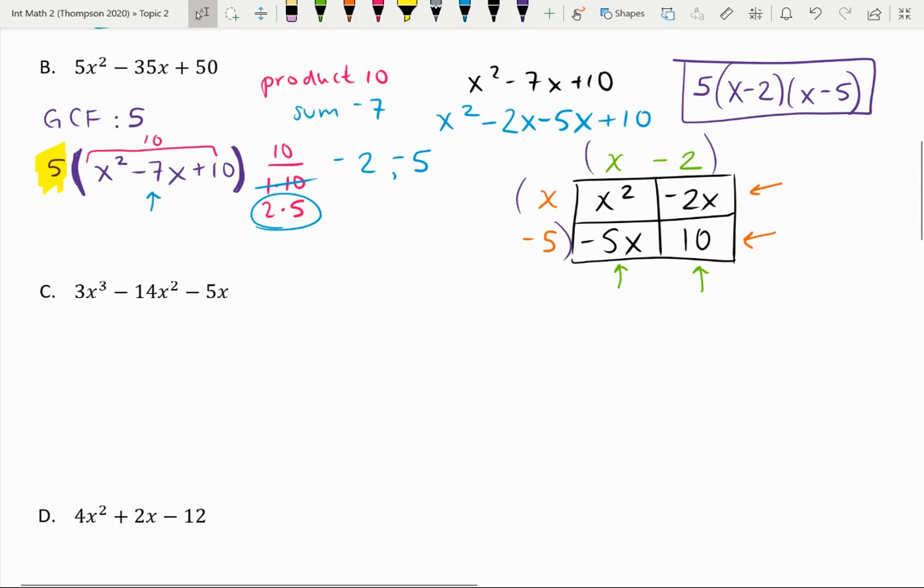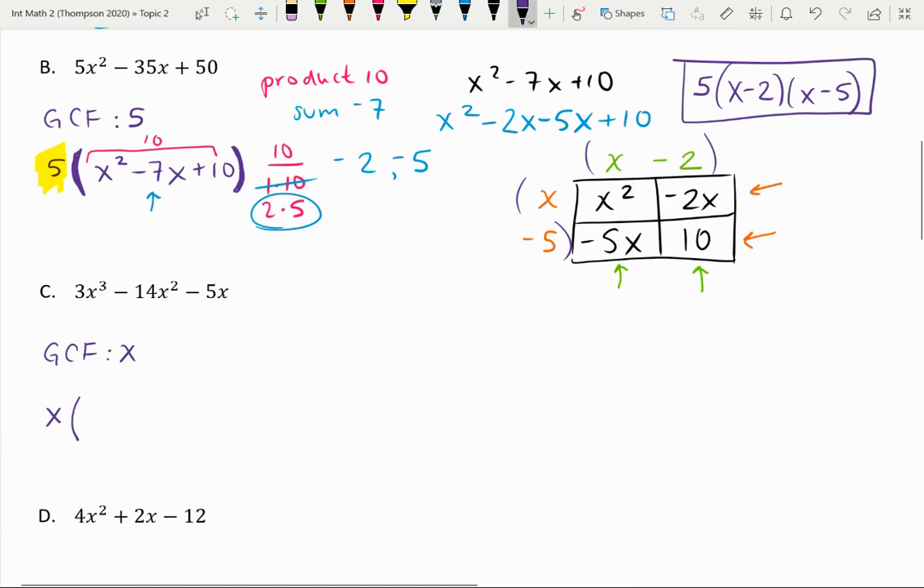Problem C. Look for the GCF. So with 3 and 14 and 5, what number can I take out of all three of those? No number. And then I check the variables, x cubed, x squared, and x. Ooh, this time I can take out an x. All right, great. So I rewrite it. X times, and then everything that's left.